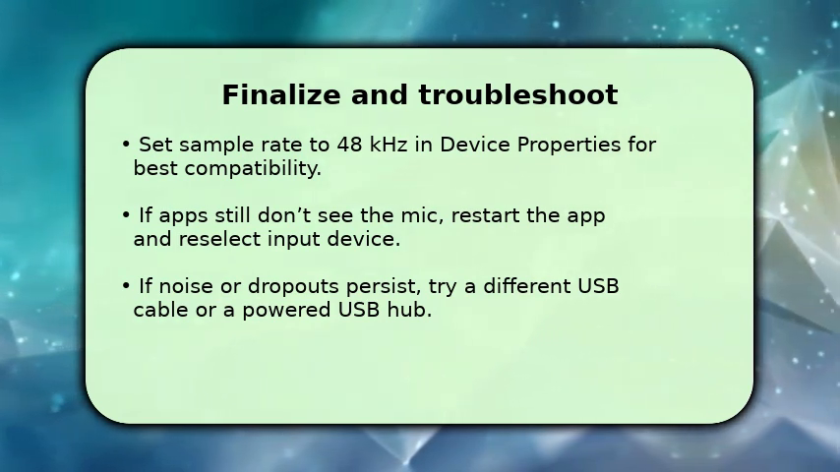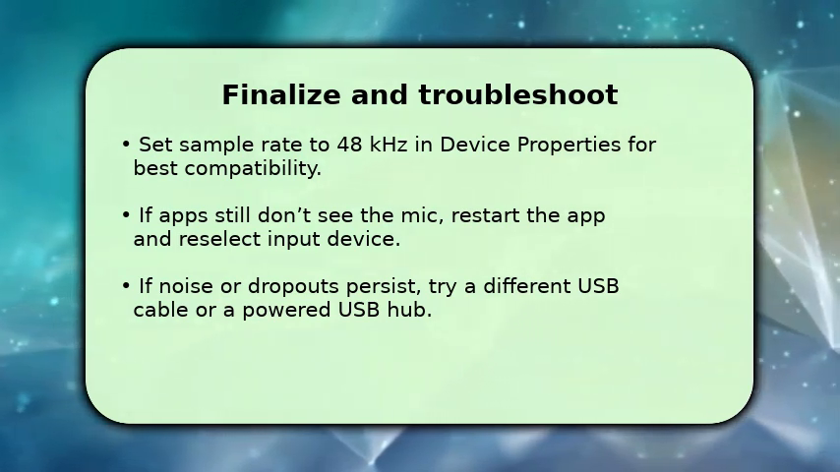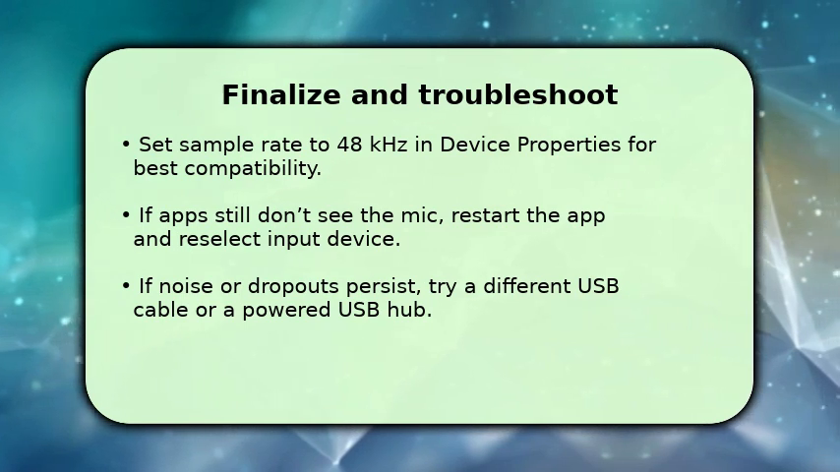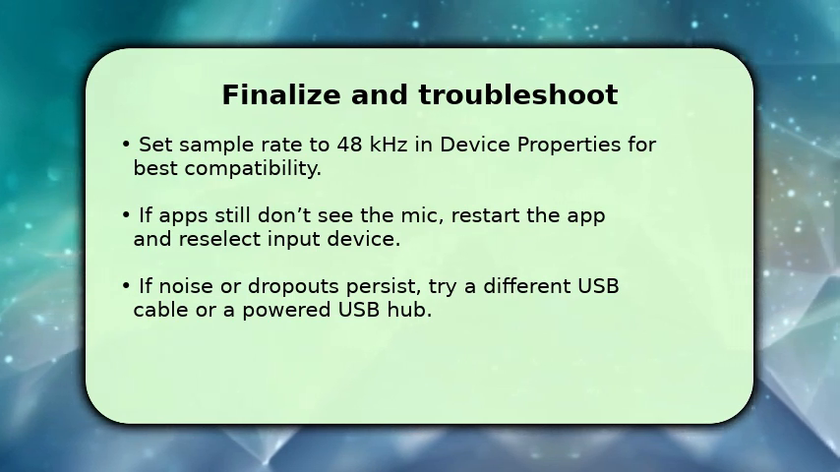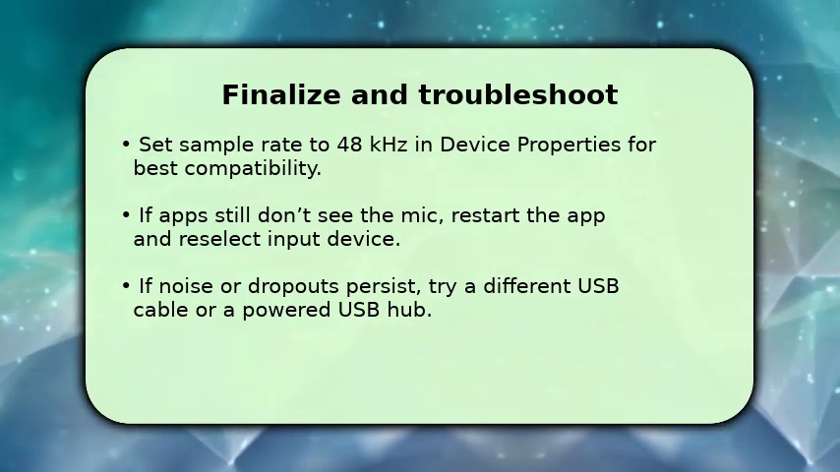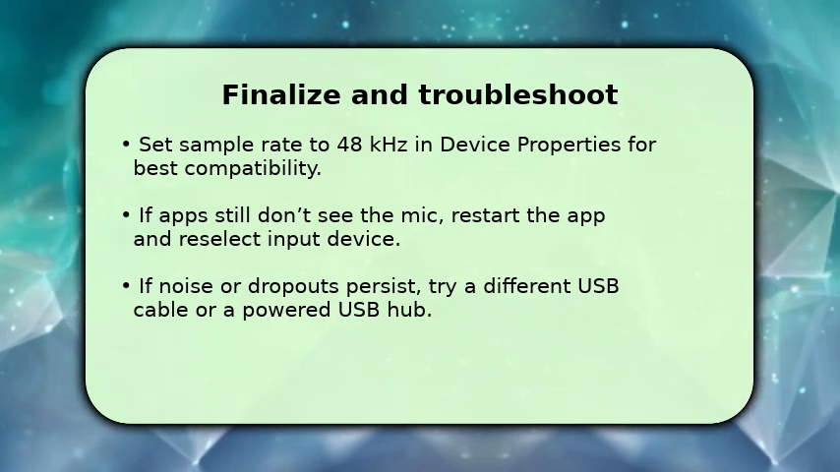If audio sounds distorted or cuts out, try a different USB cable or a powered hub. This fixes insufficient power or poor wiring. One key troubleshooting tip: if the mic doesn't appear at all, reboot the PC with the headset plugged in.